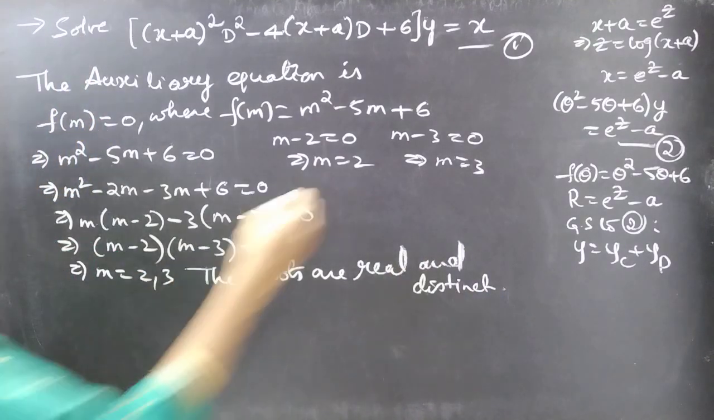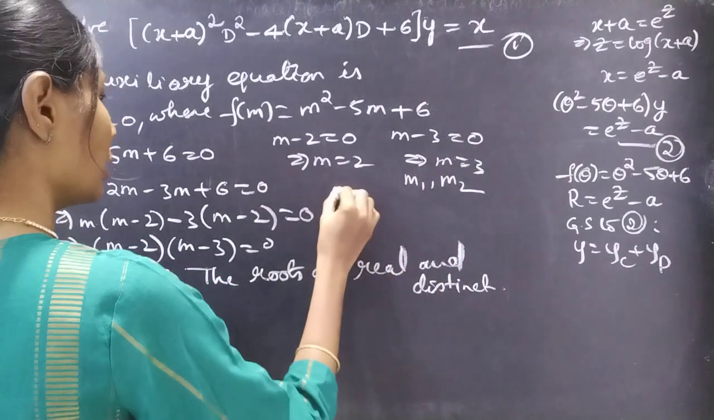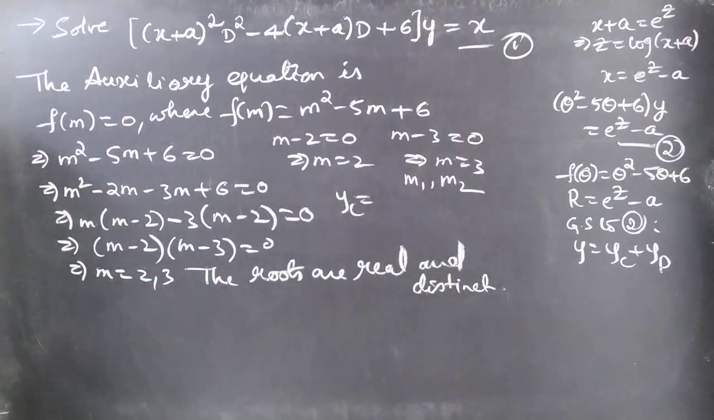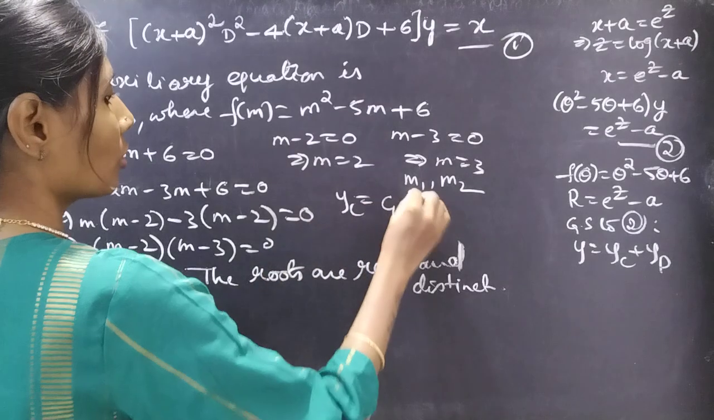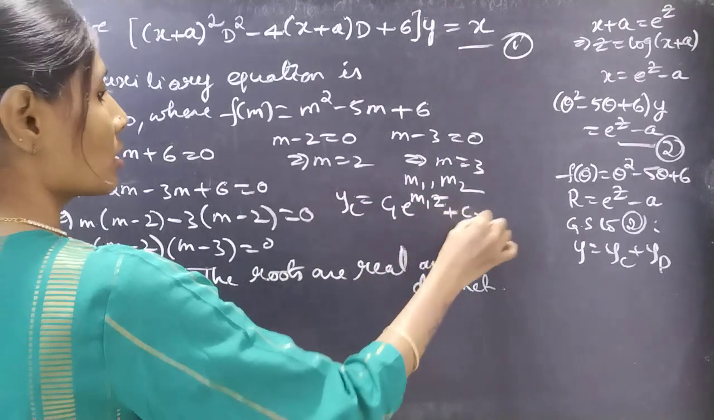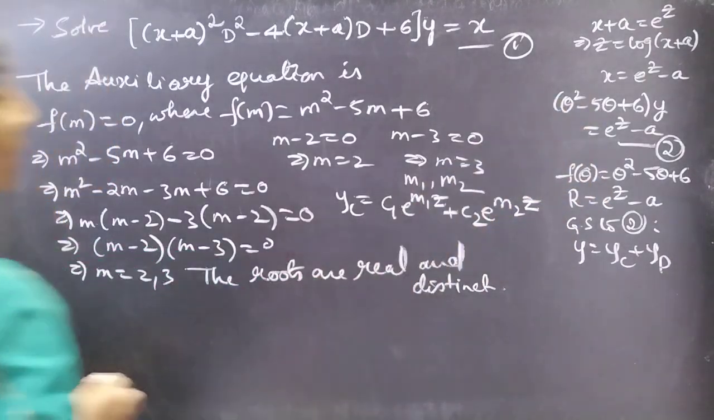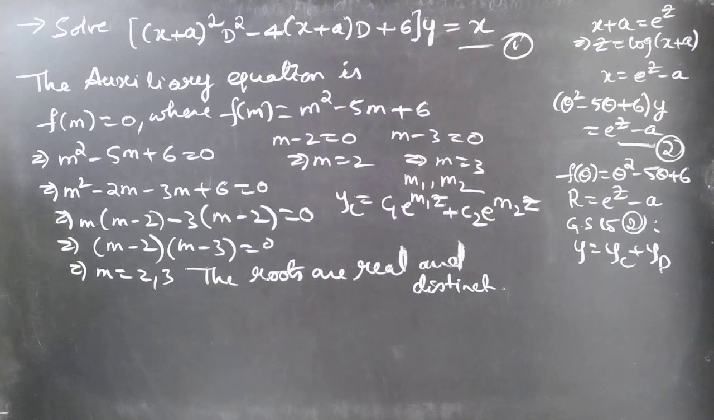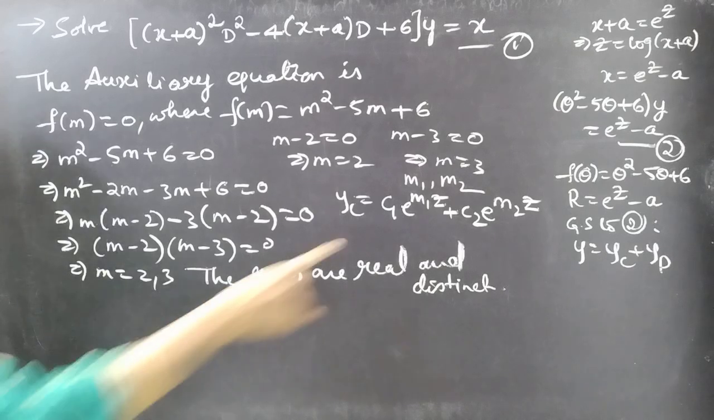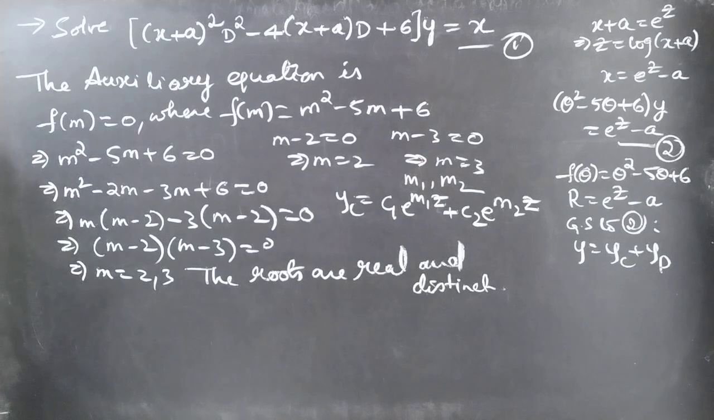We know that when two roots, say m1 and m2, are real and distinct, then the complementary function will be one constant into e power one root into variable plus another constant into e power another root into variable. See, the equation 2 is in terms of theta and z, right? Theta is nothing but a differential operator whose independent variable is z, right? So here we'll take z because we are finding yc to this equation 2, right? So here we'll consider the variable z, not x. Fine.